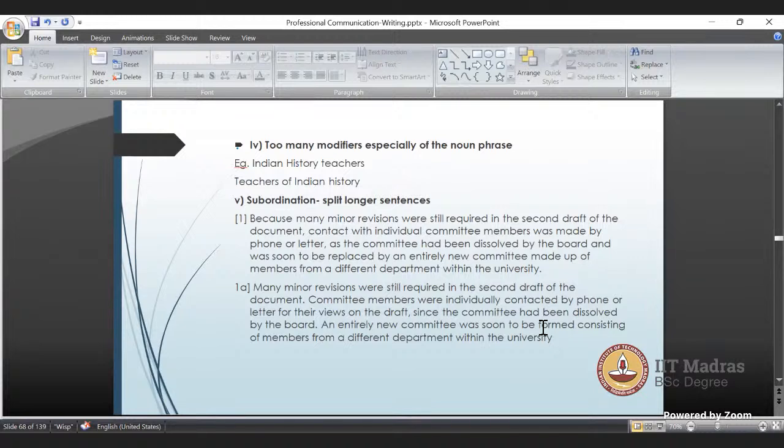Too long. What you can do is split them into three sentences like you see on the screen. Many minor revisions were still required in the second draft of the document. Committee members were individually contacted by phone for their views on the draft since the committee had been dissolved by the board. An entirely new committee was soon to be formed consisting of members from a different department within the university. Okay, so it just means that you just cannot go on endlessly. Somewhere you need to put a break.